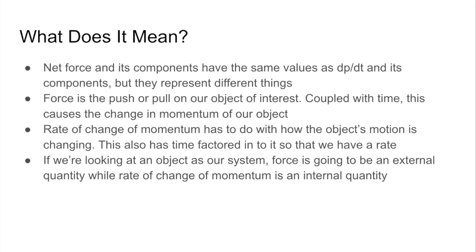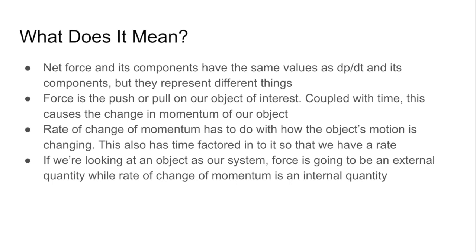What does it mean? Net force and its components have the same values as dp/dt and its respective components, but they represent different things. Force is the push or pull on our object of interest. Multiplied by time, this causes the change in momentum of our object. Rate of change in momentum has to do with how the object's motion is changing. This also has time factored into it so that we have a rate for that value.